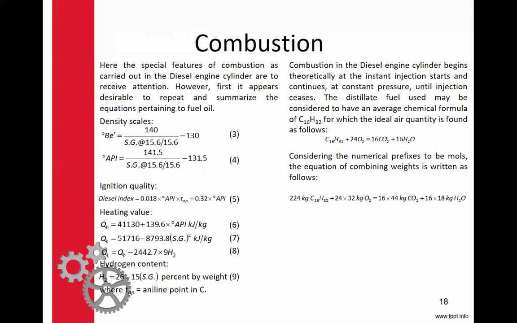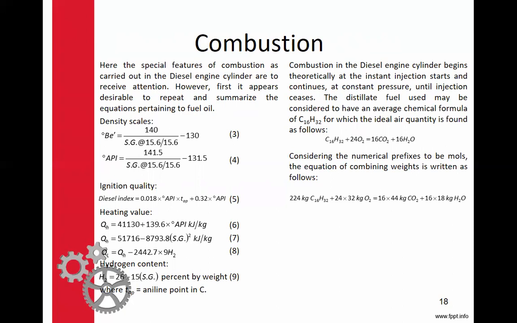Our discussion here: the special feature of combustion as carried out in the diesel engine cylinder is to receive attention. However, first it appears desirable to repeat and summarize the equations pertaining to fuel oil. We have the density scale. The degree is 140 over the specific gravity at 15.6 divided by 15.6 minus 130. The degree API is 141.5 over the specific gravity at 15.6 minus 131.5. Now 15.6C is equal to 65.9.